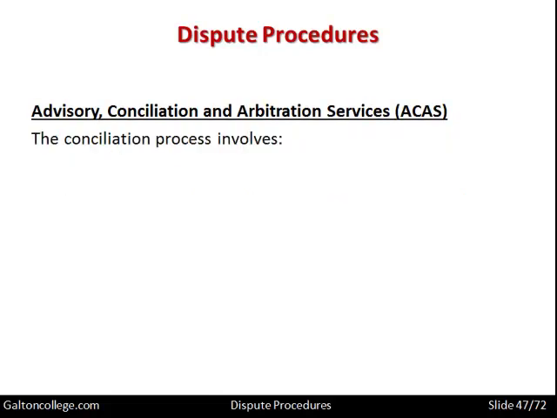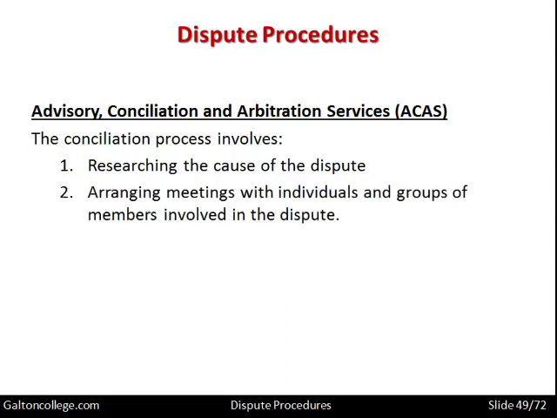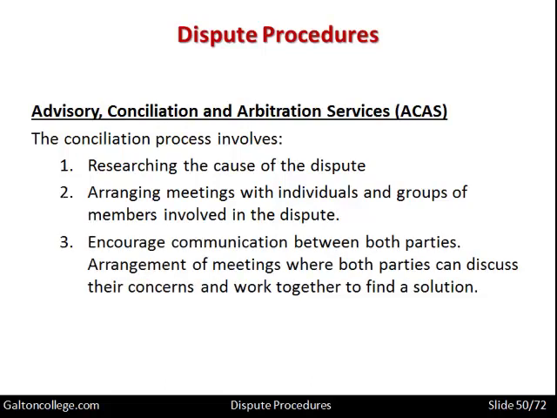Now, the conciliation process involves researching the cause of the dispute. The conciliator must understand the cause of the dispute, must arrange meetings with individuals and groups of members involved in the dispute. Both sides must talk to the conciliator, both sides must agree to the involvement of the conciliator, so the conciliator will call meetings and talk to each side.